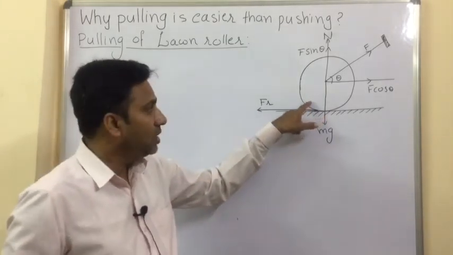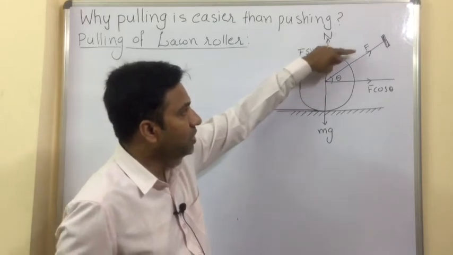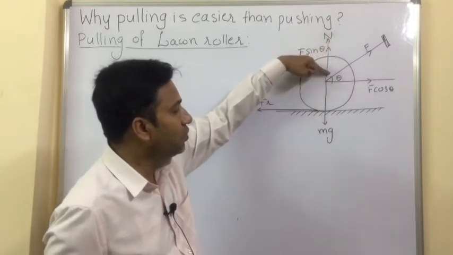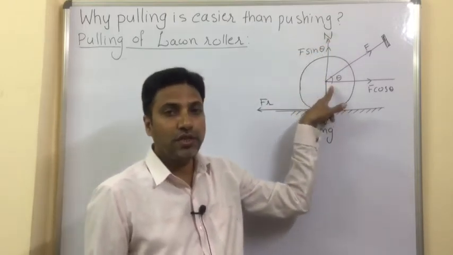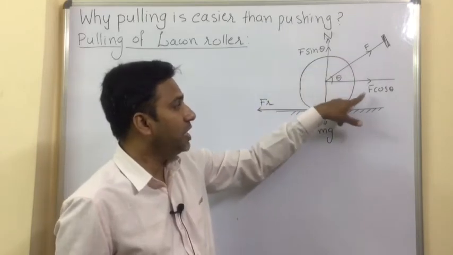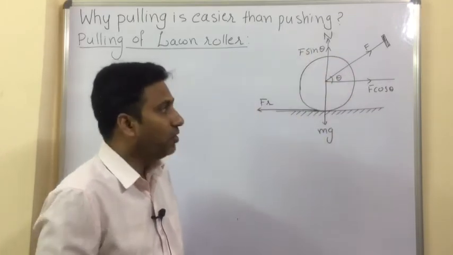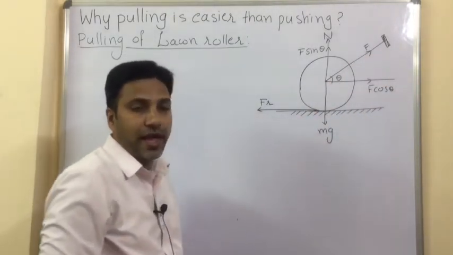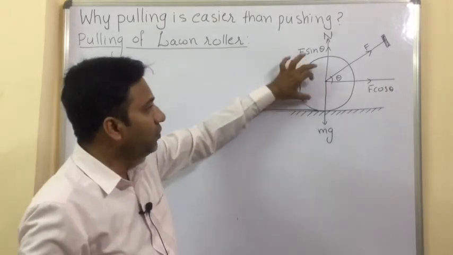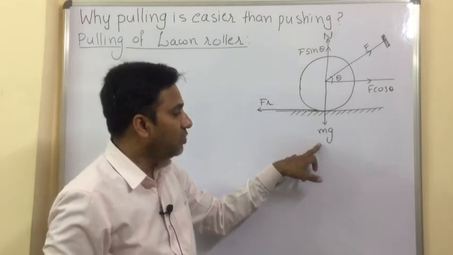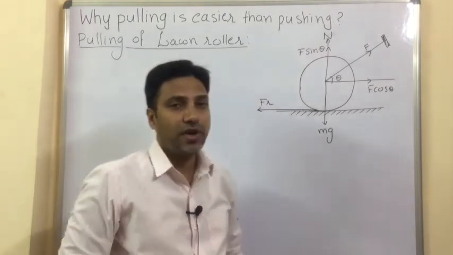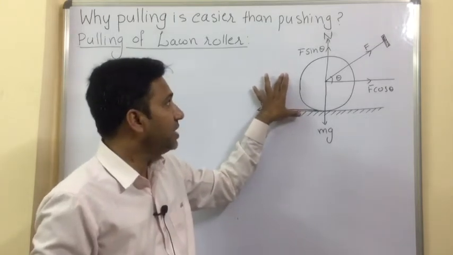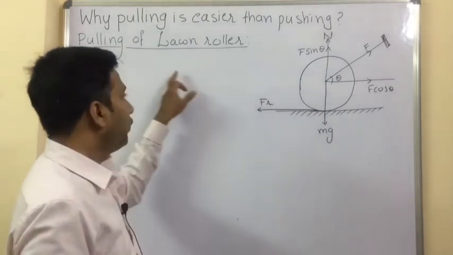Consider this is a lawn roller and this lawn roller is pulled with a force F in this direction. This force is making angle theta with the horizontal. Therefore, this force can be resolved into two components, F cos theta and F sin theta. When the lawn roller is pulled with some force F, there is a frictional force Fr acting in opposite direction. Now, the weight of the lawn roller is acting vertically downwards, mg, and the normal reaction is acting vertically upwards. Just by looking at the figure and by using one or two formulas, we can easily get the final equation of pulling of a lawn roller.